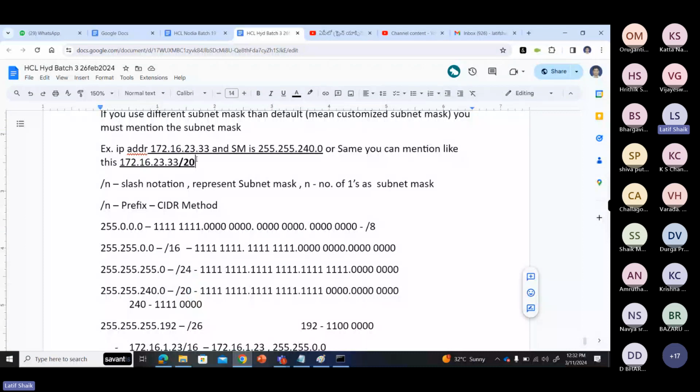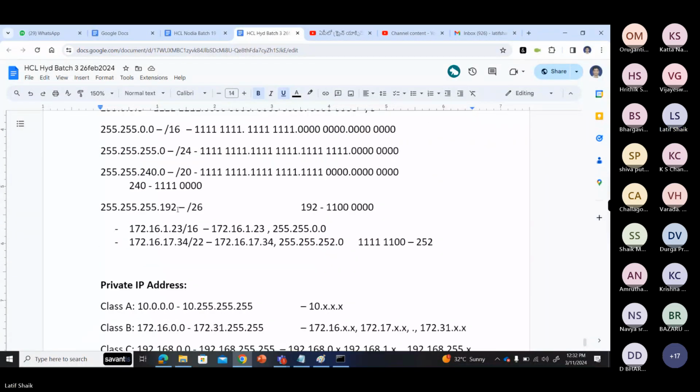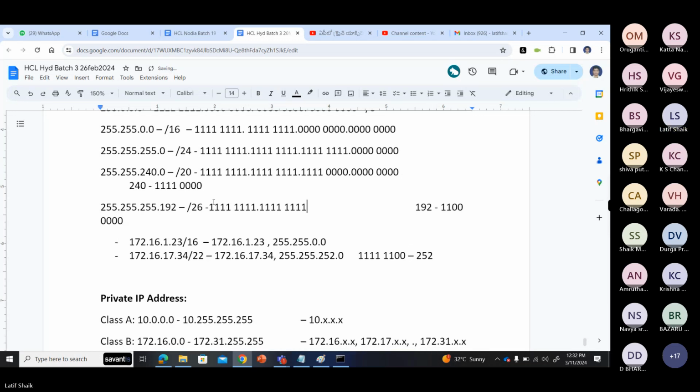Instead of writing this subnet mask, I can write it like this. You can see this is 255, first 255, second 255, and 192 converted into binary. If you count all these ones from here to here, it is /26. So these are some other examples.